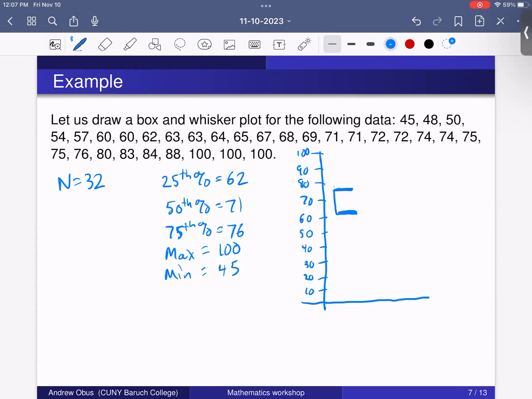And then I draw a line at the median, the 50th percentile, right? I draw my median. Okay, so that's going to be right here. And then I drew the whiskers going up to the maximum and down to the minimum. So the maximum went from 76 up to 100. And then the minimum went from 62 all the way down to 45. Okay. So this was my basic box and whisker plot, and we did this the last time.